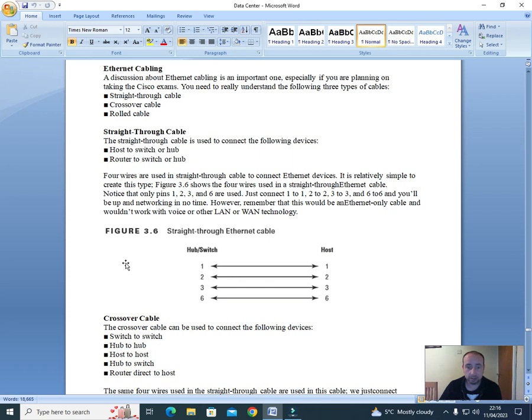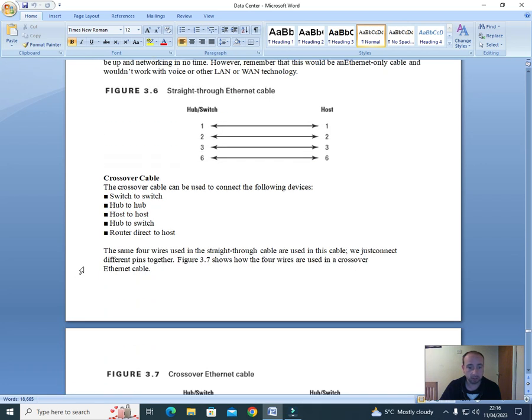It is relatively simple to create this type. Figure 3.6 shows the 4 wires used in a straight through Ethernet cable. Notice that only pins 1, 2, 3 and 6 are used, just to connect 1 to 1, 2 to 2, 3 to 3 and 6 to 6, and you'll be up and networking in no time. However, remember that this would be an Ethernet only cable and wouldn't work with voice or other LAN or WAN technology.